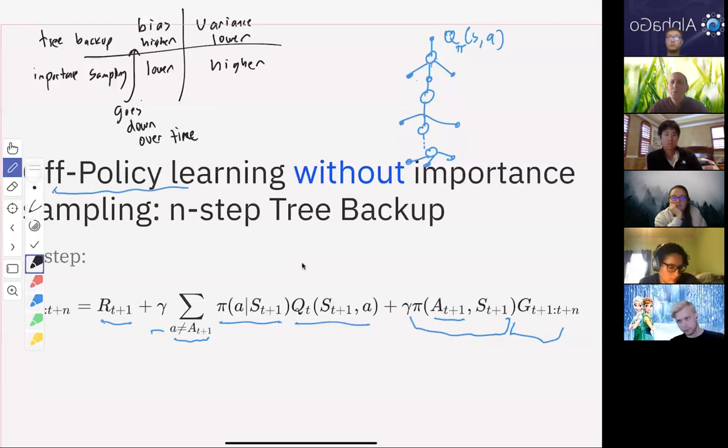Yes. Could you explain a little bit why the bias goes down over time with the tree backup? Let's see if I can give you that. I can't right now. I'll make a note on that and see if I can address that on Wednesday. One second.